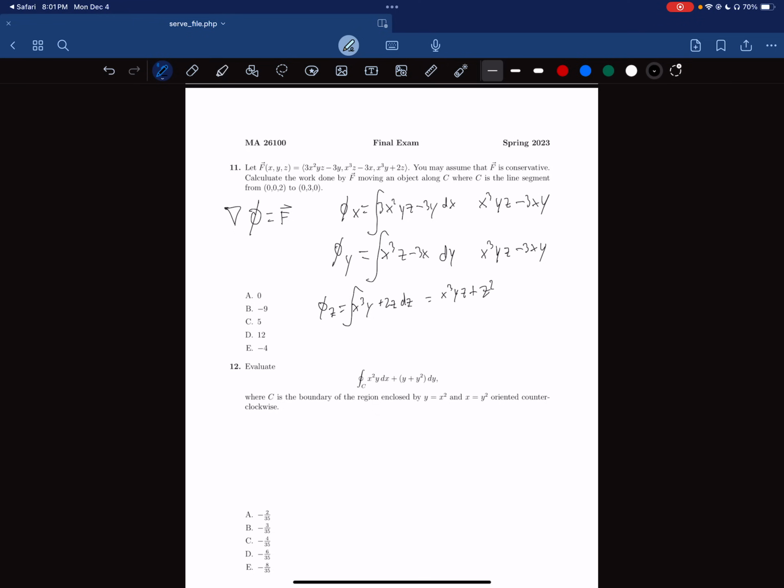Nice. And then to find our cumulative potential, we're going to add together all the unique terms, only including them once. So we're going to get potential equals x cubed yz minus 3xy plus z squared. And like I said, we need to evaluate that at the top minus bottom. So we're going from 0, 0, 2 to 0, 3, 0. Let me make that more like a 3. Okay, looks pretty nice to me.